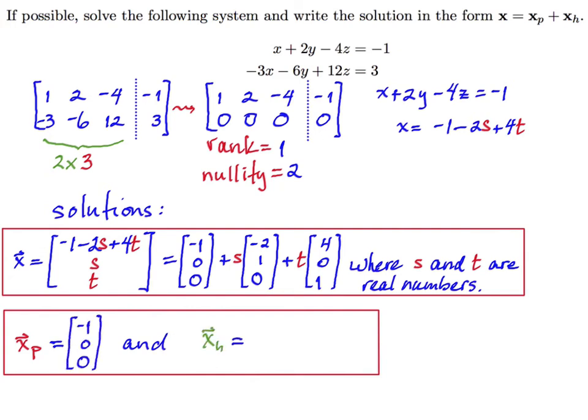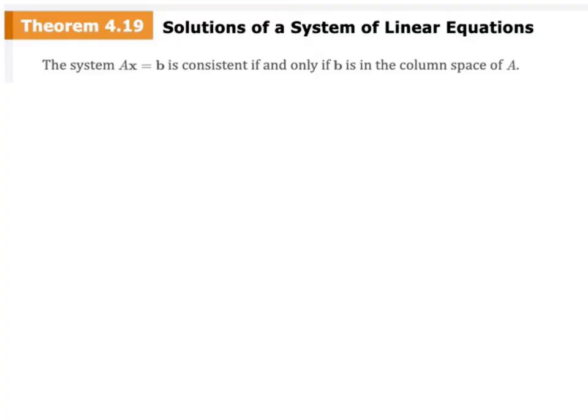X sub p is -1, 0, 0, and x sub h is a linear combination of the two vectors -2, 1, 0 and 4, 0, 1. All right, let's look at a new theorem. This theorem says that the system AX equals B is consistent if and only if B is in the column space of A. And the proof of this is quite simple.